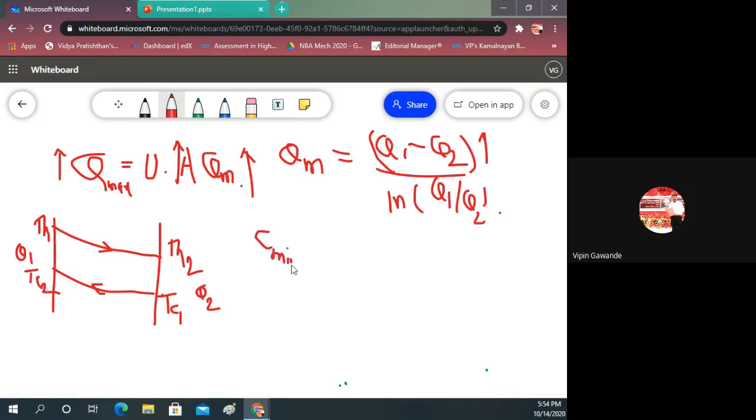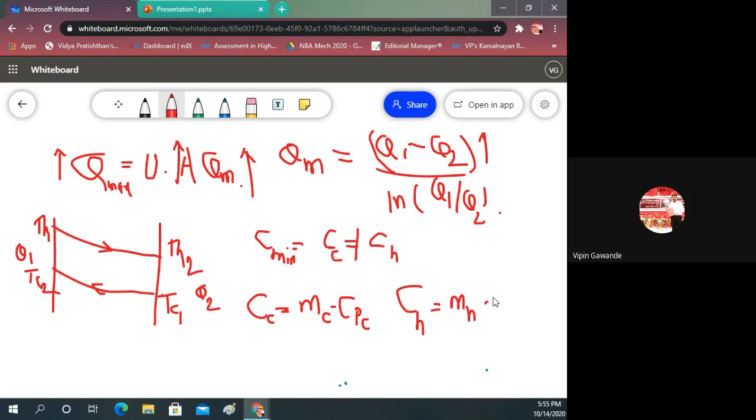C minimum means what? This is C. That means heat capacity of cold fluid or heat capacity of hot fluid. And this is capital C. And what is this Cc? So this is mass flow rate of the cold fluid and the Cp of cold fluid. The product m_c C_pc, that is capital C. And CH means what? It is m_h C_ph.